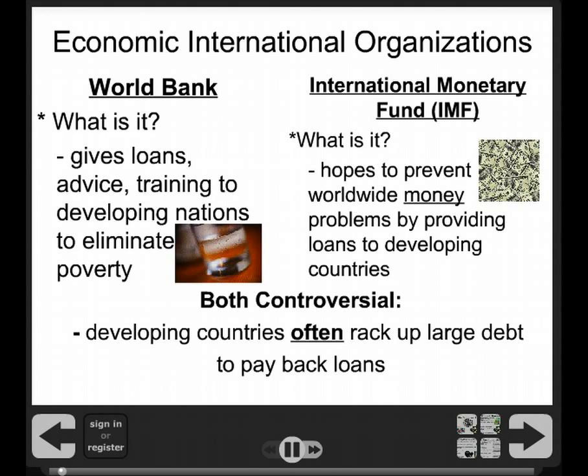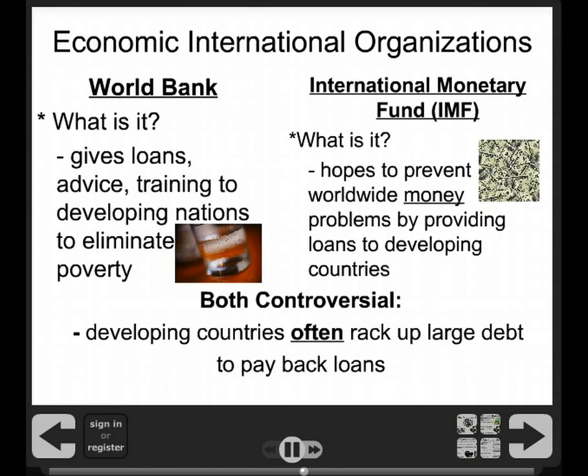The next two international organizations have to do with the economy. And the first is the World Bank. Well, what is this? If you look at the word itself, it's a bank for the rest of the world. It gives out loans, advice, or training to developing nations to eliminate poverty. Like the World Bank, the International Monetary Fund, or IMF, hopes to prevent worldwide money problems by giving loans to developing countries. So they both give loans to countries that are in need of money.